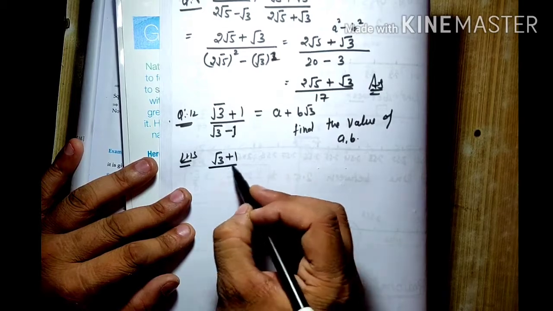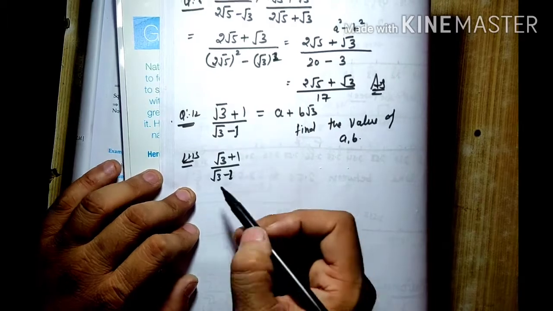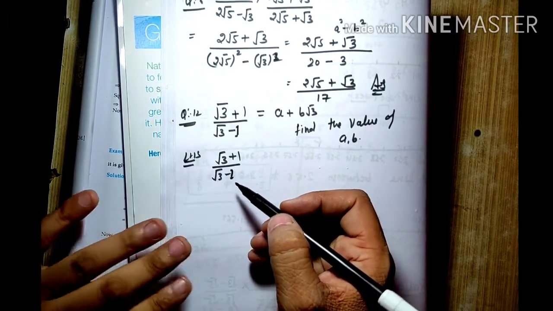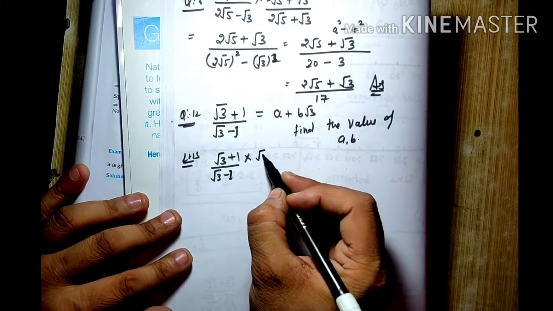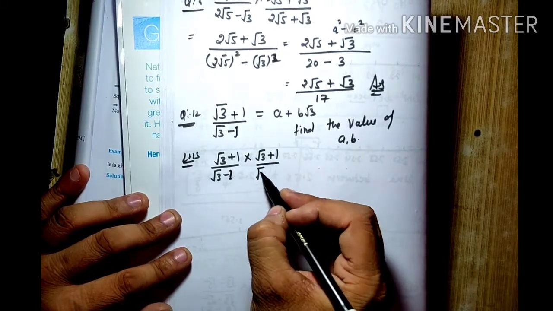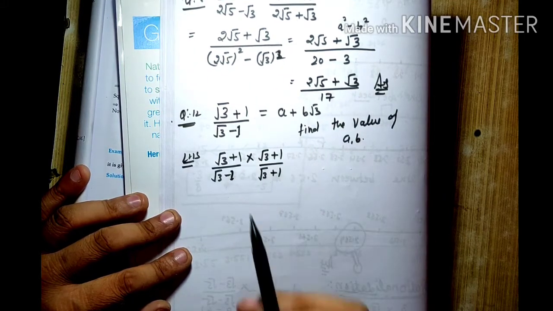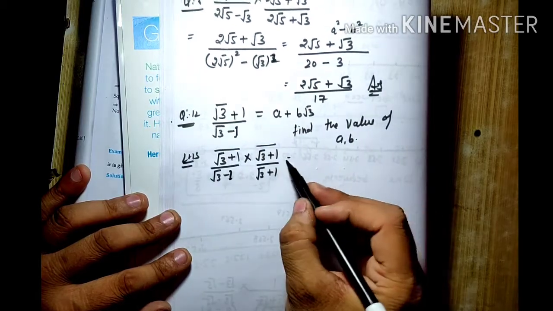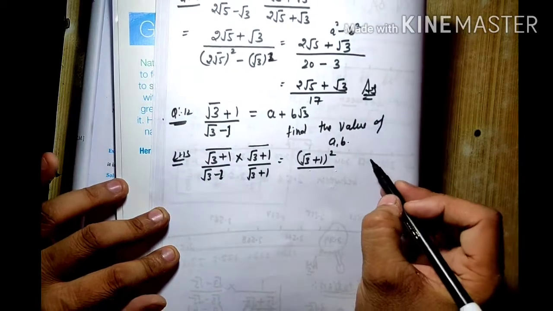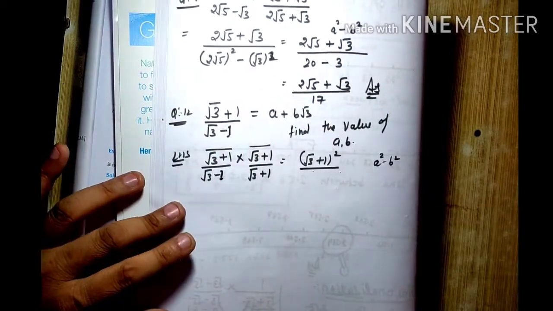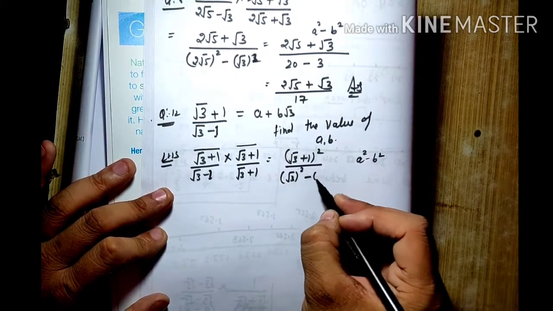Root 3 plus 1 upon root 3 minus 1. As we can see that we are having irrational number in denominator, so we will have to multiply and divide by its conjugate, and conjugate will be root 3 plus 1. The opposite sign of minus is plus. So root 3 plus 1 multiply root 3 plus 1, it will be root 3 plus 1 whole square, and in denominator it will be converted by a square minus b square, which will be root 3 square minus 1 square.